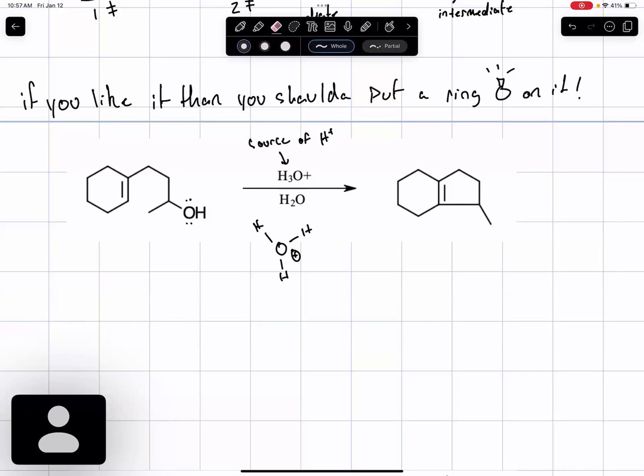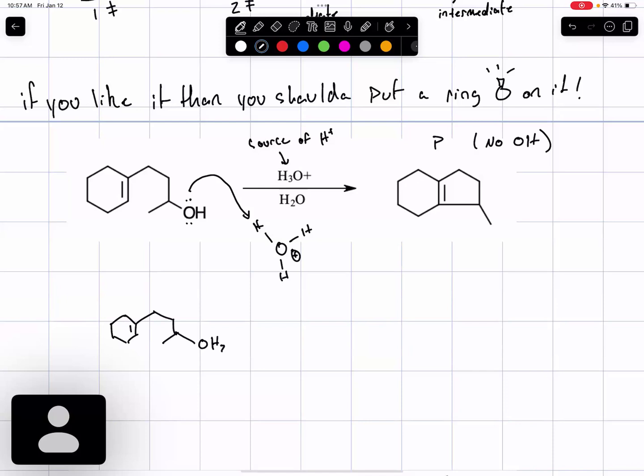Notice in my final product, I don't have an alcohol. No alcohol. Okay. But I'm going to do a proton transfer and then a leaving group? Yes, sir. We're going to make this into a good leaving group. Cool. Now let me redraw that. Good leaving group, right? So that was the first step.